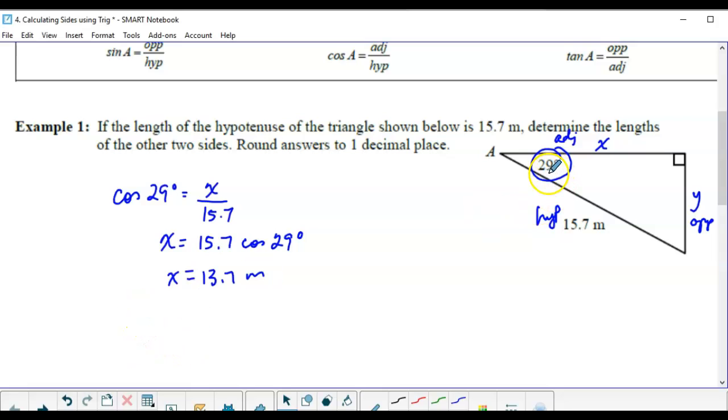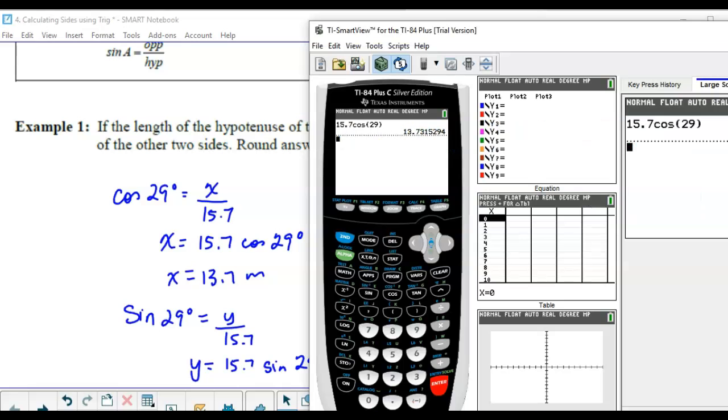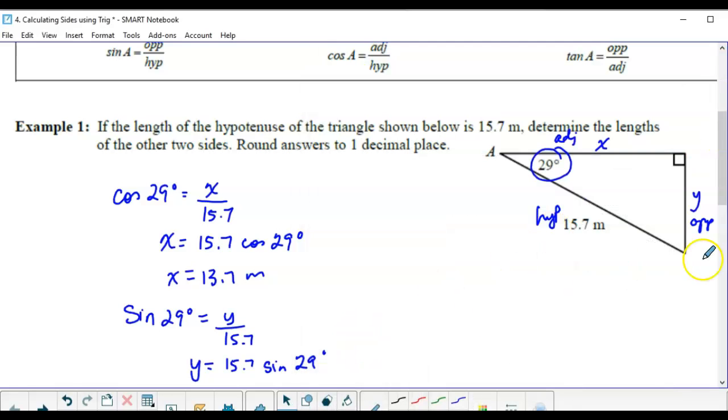Then for y, compared to 29, that's opposite, and I always use a side that's given to us rather than a rounded 13.7. So opposite over hypotenuse is sine. So sine of 29 is y over 15.7. So y equals 15.7 sine of 29. Where's my calculator? 15.7 sine of 29, and that's 7.6.